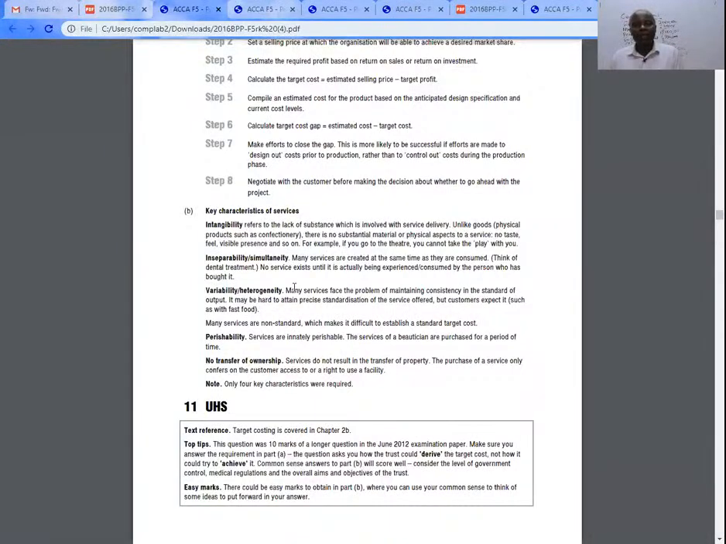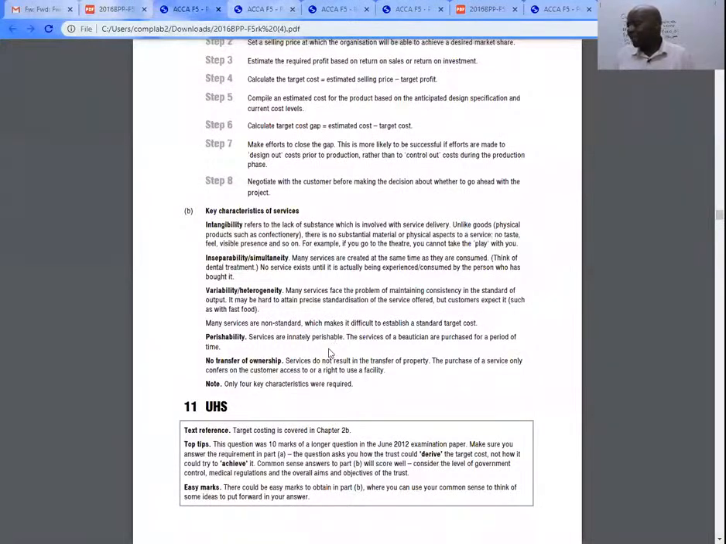But for a service, if, for example, I taught you this topic in the normal class and did a particular question in 10 minutes, when it comes to crash program, I may not be able to take exactly 10 minutes. It may take more. So you're told, heterogeneity is the opposite of homogeneity. Many services face the problem of maintaining consistency in the standard of output. It may be hard to attain precise standardization of the service offered, but customers expect it, such as with fast food. So many services are non-standard, which makes it difficult to establish a standard target cost.